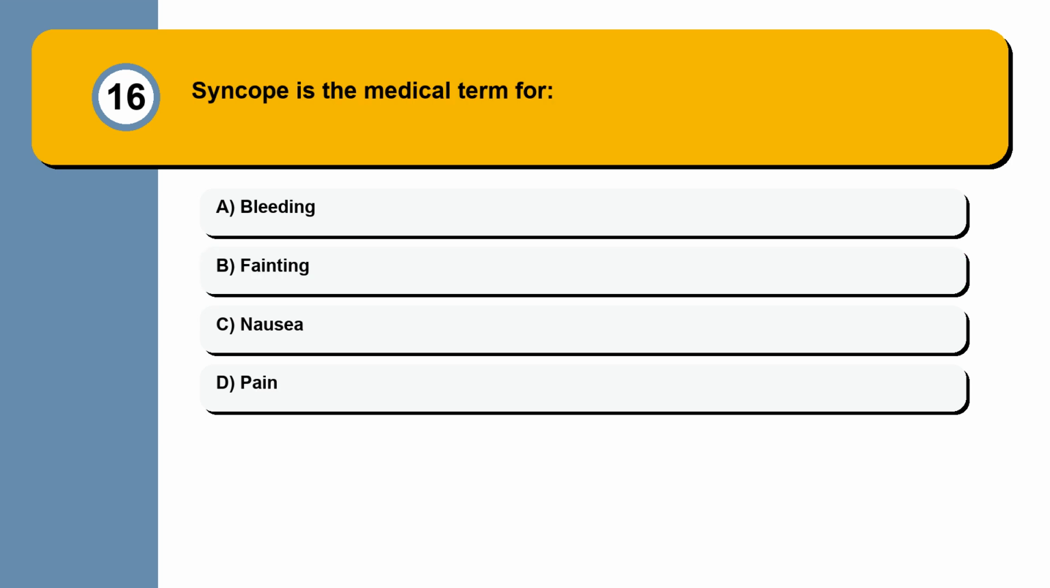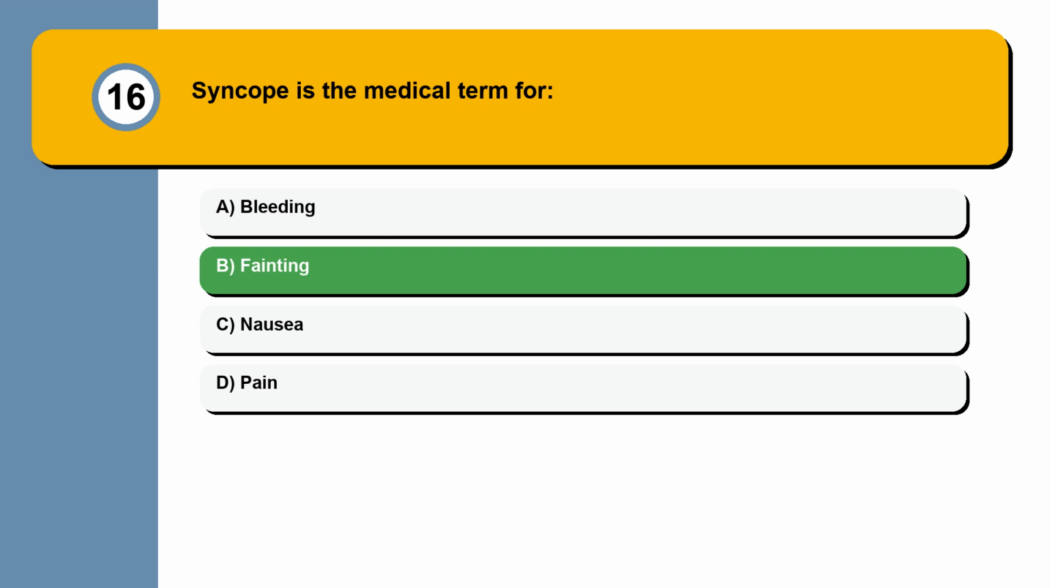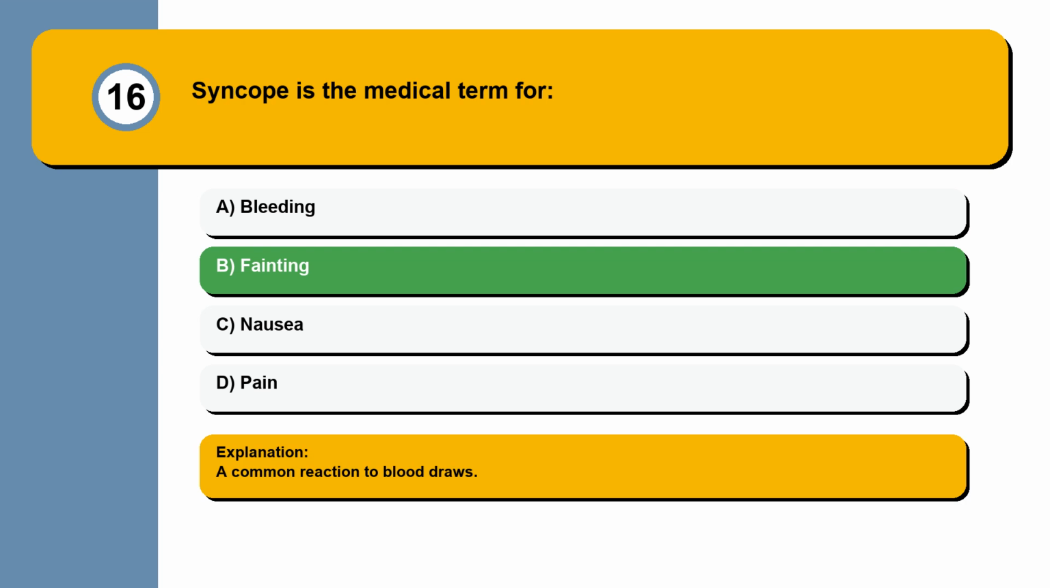Question 16. Syncope is the medical term for bleeding, fainting, nausea, pain. A common reaction to blood draws.